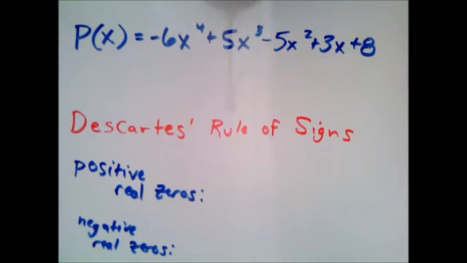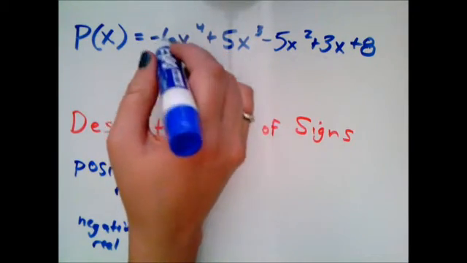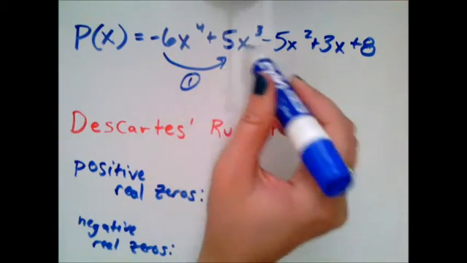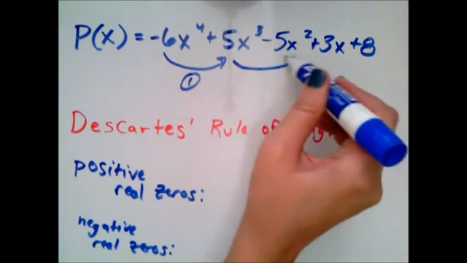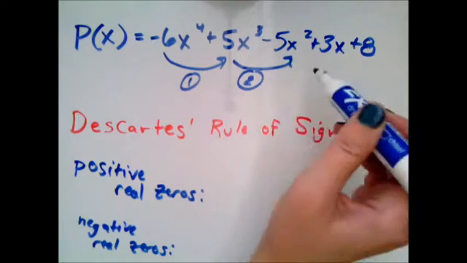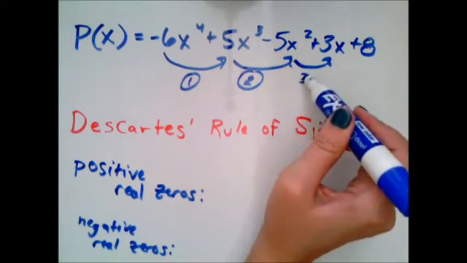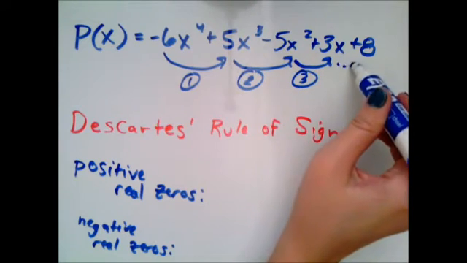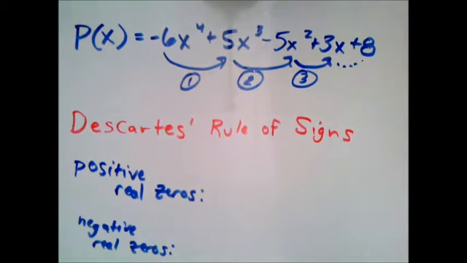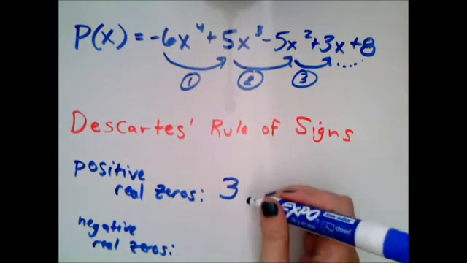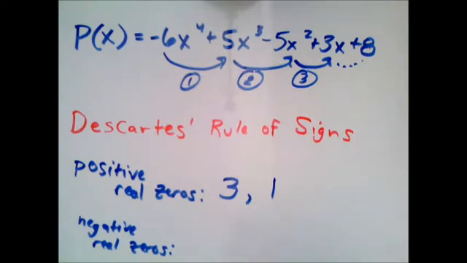So here what we're doing is counting the number of sign changes. Notice this goes from negative to positive, so there's one sign change. Then it goes from positive 5 to negative 5, so there's a second sign change. Then it goes from negative 5 to 3, so there's a third sign change. And then here it goes positive to positive, so there's only 3 sign changes. That means there could be up to 3 positive real zeros, or there could be 1.